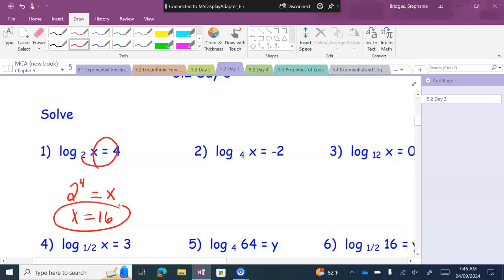The only thing that we have to be careful of is with the arguments. Everybody understands which part of the log is the argument, right? Not the base, but the number it's next to. That can never be a negative number. Okay, so when we're simplifying, you should never get a negative argument.